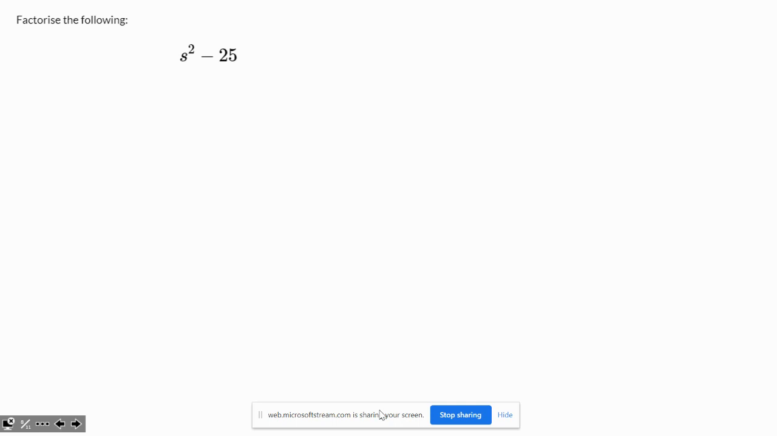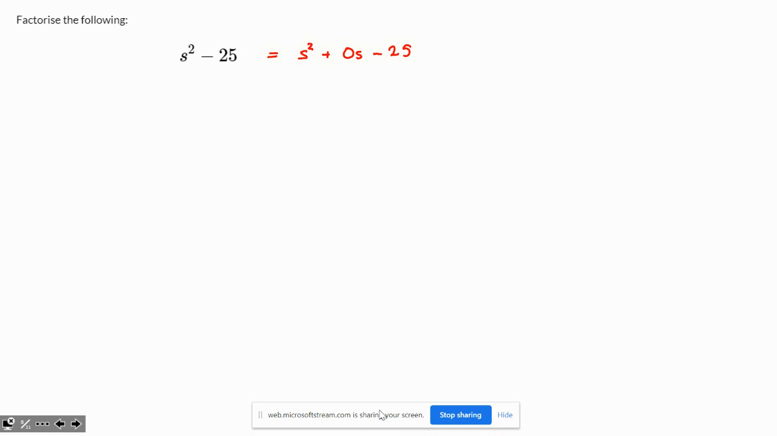So if you have a quadratic like this, it looks rather different. We have s squared take away 25. So we have a positive 1s squared and a negative 25. And if you understand how quadratics work, based on factorizing quadratics regularly, you'll recognize this as s squared plus 0 s's take away 25.